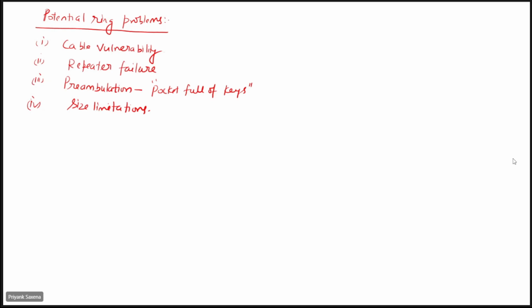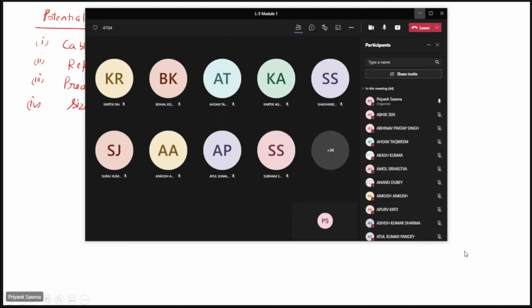Any idea? Just now I told you what is the function of a repeater. Anyone? Atul Kumar? That the repeater introduces a 1-bit delay, right? Repeater introduces a 1-bit delay.